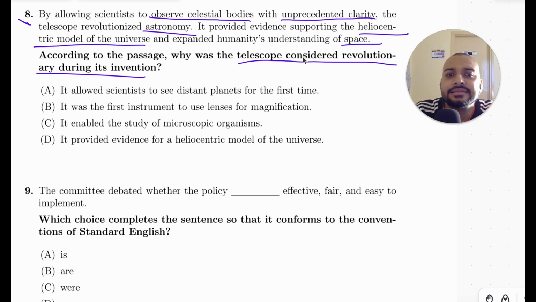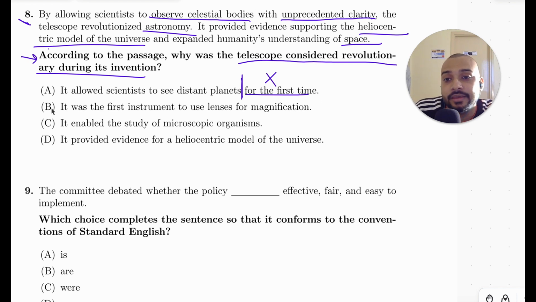Okay. These science-oriented passages have a lot of details in them. And the best way to answer these kinds of questions, where they pose a very specific question to you, why was the telescope considered revolutionary during its invention, is to look for detail-oriented stuff in the options as well, instead of looking just for generic text. So let's look at option A. It allowed scientists to see distant planets for the first time. Till here it's correct, to see the distant planets. For the first time, not mentioned. So it's not explicitly mentioned, and it's a big claim.